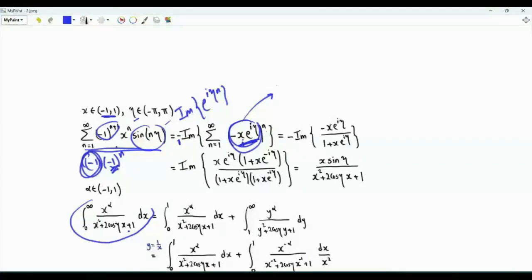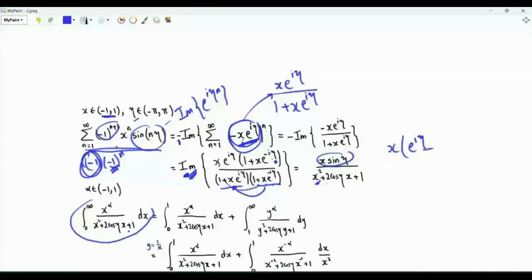We get the ratio times minus 1, so this is x e to the I eta. Downstairs we have 1 minus the ratio. This is 1 plus x e to the I eta. To get the imaginary part, multiply upstairs and downstairs by 1 plus x e to the minus I eta. So this is the complex conjugate of that. In the numerator, x e to the I eta times x e to the minus I eta, that's x squared, a real quantity. From the numerator, the imaginary part is x sine eta. In the denominator, we have x squared plus 1, then we have x times e to the I eta plus e to the minus I eta. This bracket is 2 cosine eta.